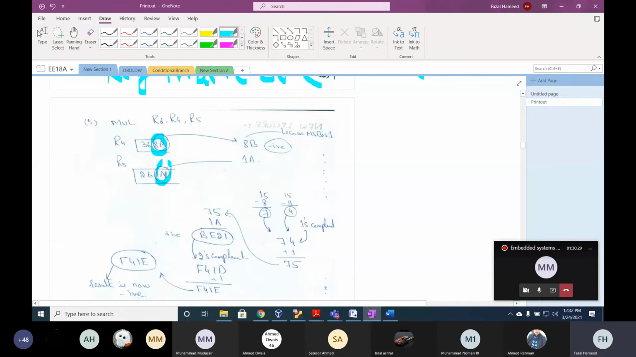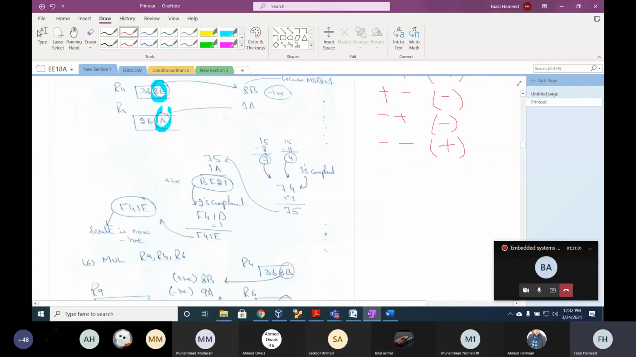It's also very important to understand this. If you multiply two positive numbers, will the result be positive or negative? Positive. If you multiply one positive and one negative, then negative. Negative times negative is positive. Okay, so these are the 4 different scenarios.